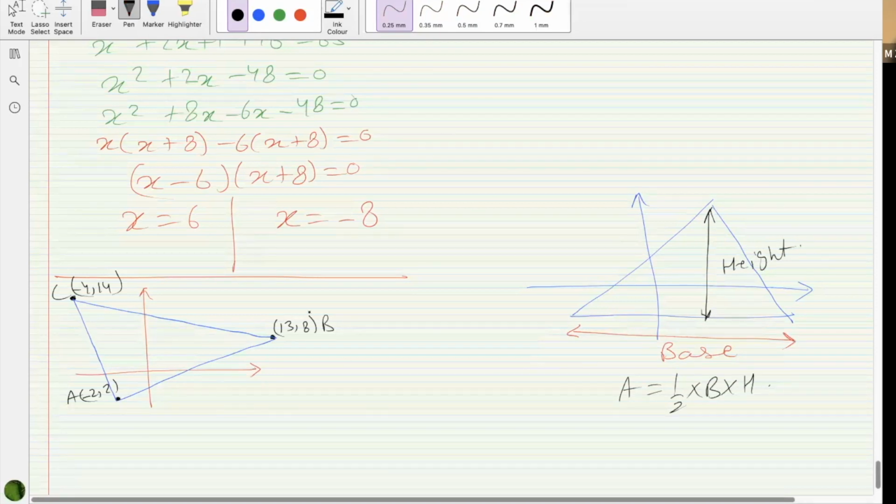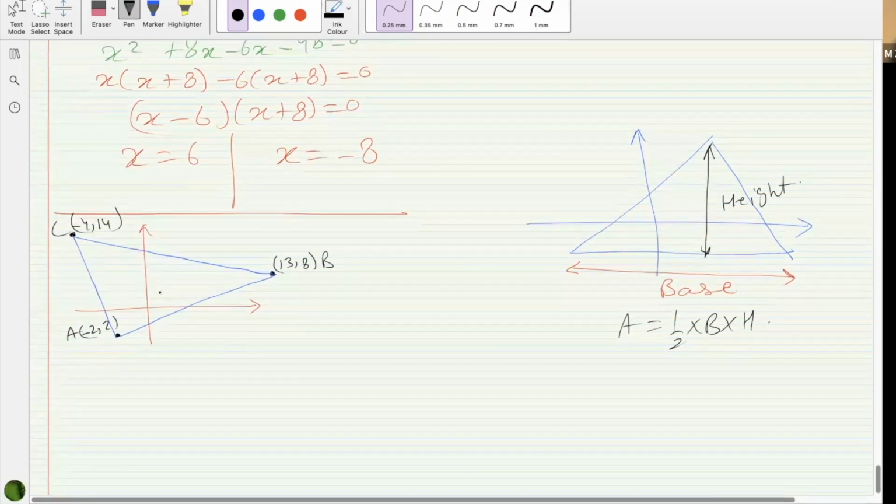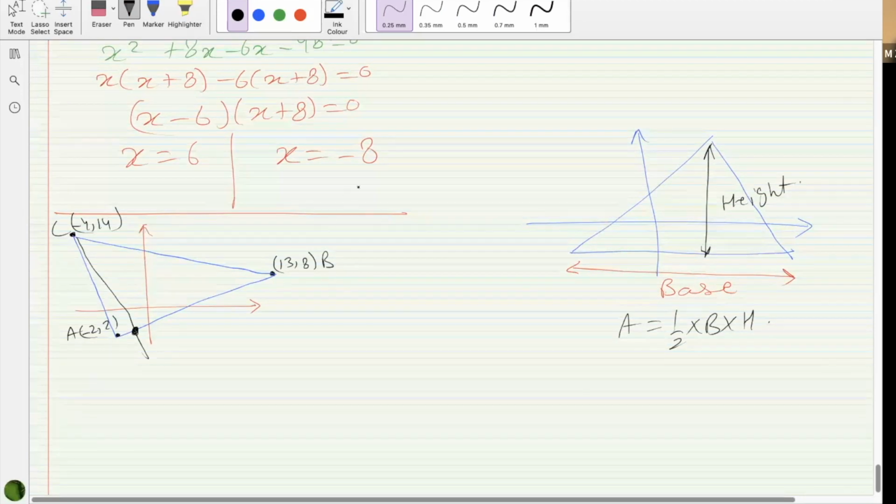But now A, B, C, we cannot see which one is our base and which one should be the height. For example, if I consider this height, I do not know this point of intersection. Are you getting this? So now this will be a challenge. How to solve this? So I am drawing horizontal and vertical lines.